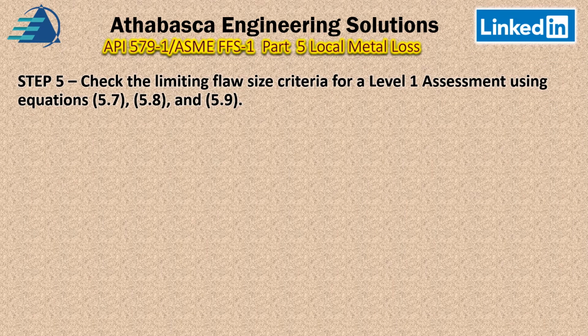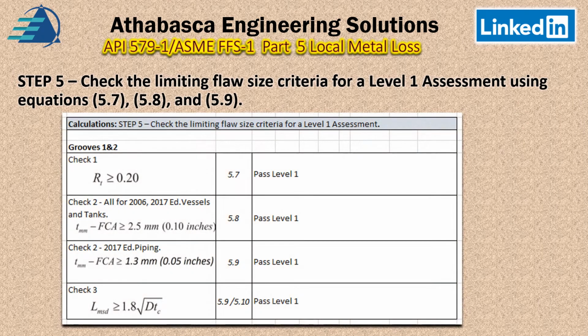So in API step 5, equations 5.7, 5.8, and 5.9 are just checks to make sure that these equations apply. So we first check whether that ratio is greater than 0.2, because if it doesn't, then we can't apply Level 1, and in our case we're good. And then we go to equation 5.8, and here's a criteria for pressure vessels.